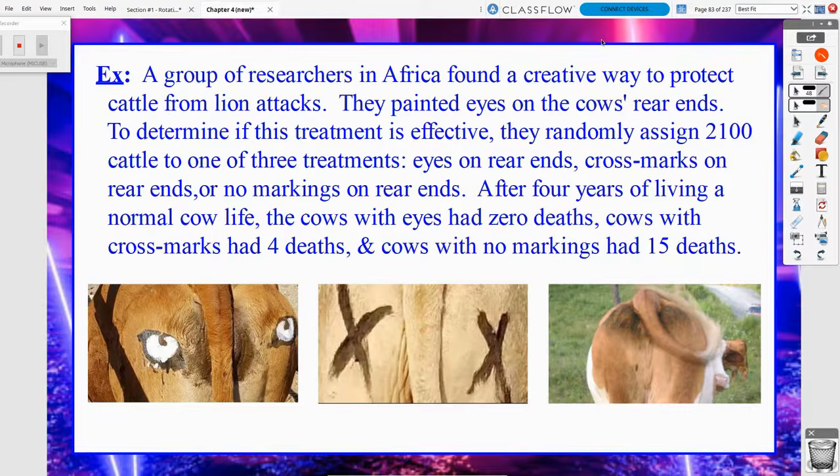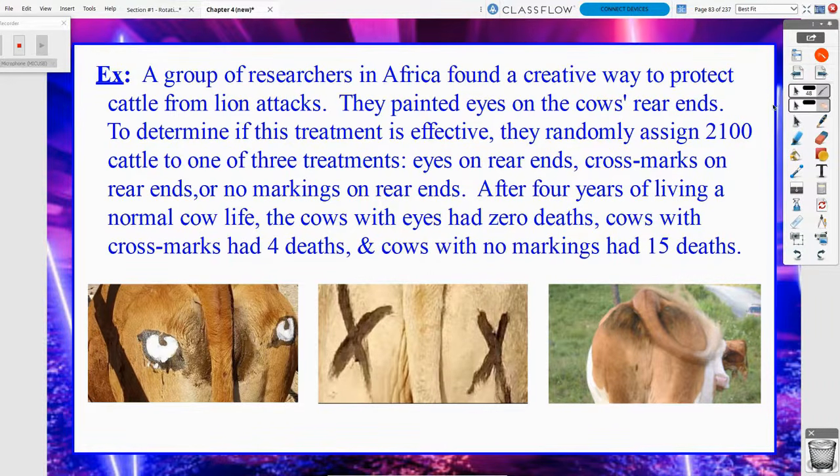So on some cows, they painted eyes on their rear ends, like this picture over here on the left. Like you can kind of tell those look like eyes. And then they painted just cross marks. They put X's on the butts of some cows. And then on other cows, they just left them alone. No markings. And after 4 years of living a normal cow life, the cows with eyes had 0 deaths. No lions attacked those cows. But cows with cross marks or with X's, they suffered 4 deaths. And the cows with 0 markings, there were 15 dead cows from lion attacks.